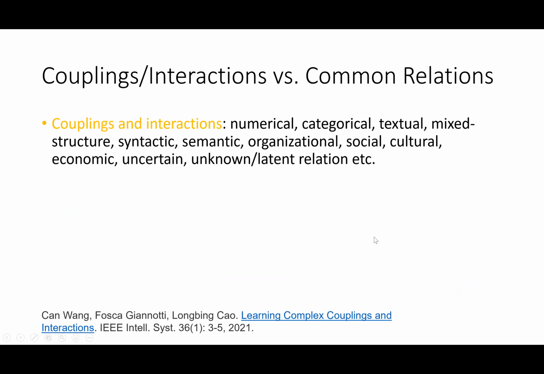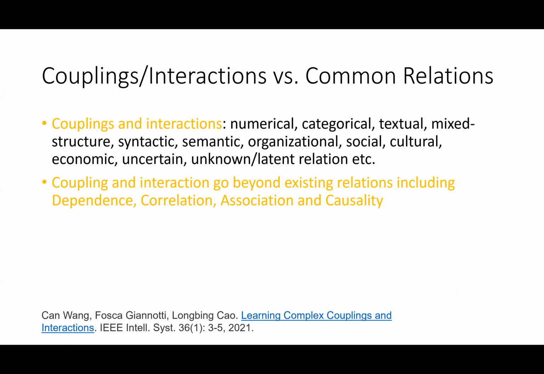Okay, so I'll give you some further examples about couplings. For example, that could happen between numerical, categorical, or textual, or mixed structures of data, syntactic, semantic, or from other perspectives like economic, political, organizational, or social aspects, right? And today in machine learning, we already go beyond the more objective numerical, categorical, textual data types to other relations, like social relations. Typically in recommender systems, we work on social relationships, right?